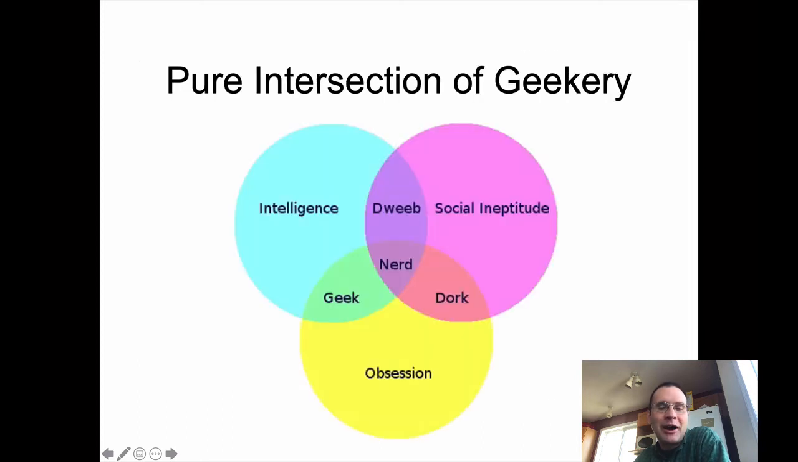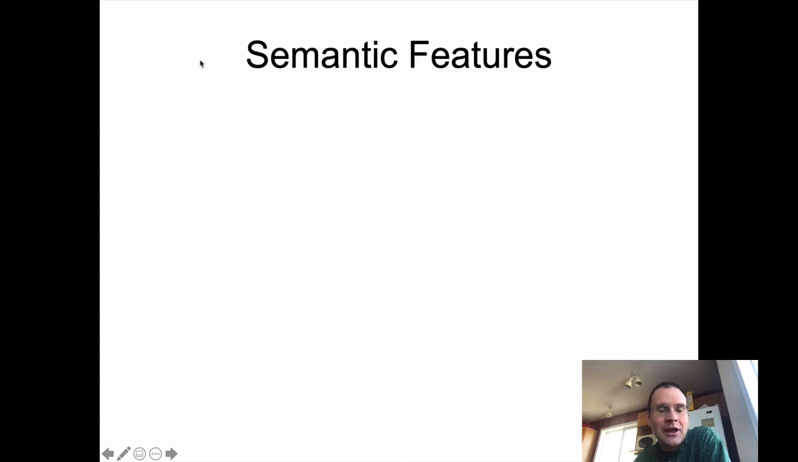I borrowed this example of a similar sort of situation from the internet a few years ago, trying to define what exactly makes up a geek, a nerd, and a dork. I don't know if you think this works, dweeb too, but these are three different features: intelligence, social ineptitude, and obsession, which may define all four of these terms together. Maybe you think that works. Maybe you think that's slightly humorous. I don't know, but my guess is that if you really are into linguistics, you're probably somewhere in the middle of this Venn diagram somewhere.